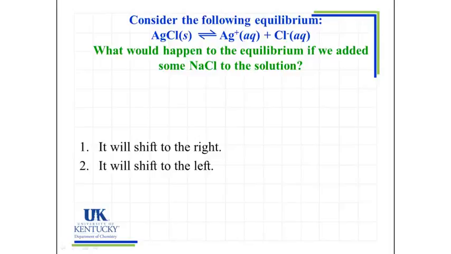So let's consider this equilibrium. If we were to take the silver chloride and add it to a solution and have equilibrium be established, and then go in and add some sodium chloride to that solution, we would be increasing the amount of Cl- in that solution. Le Chatelier's principle tells us which way this equilibrium will shift. Select your answer. Well, if you said it would shift to the left, then you are correct. Le Chatelier's principle says that if you add a substance on one side, it will shift away from that substance to try to reestablish equilibrium.